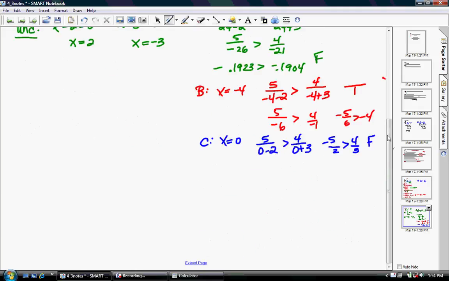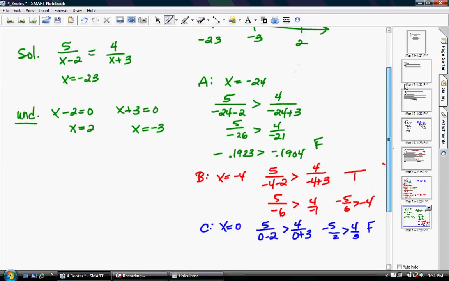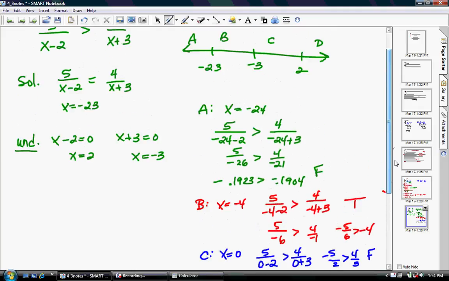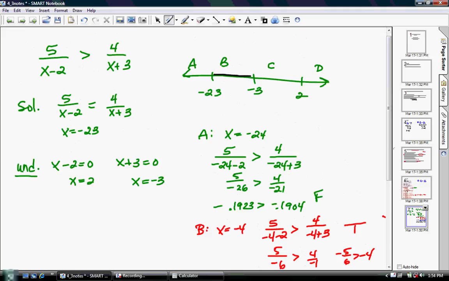And then our last region out of region D, what do we need? Something to the right of 2, so maybe we choose 3. So we have is 5 over 3 minus 2 greater than 4 over 3 plus 3. So what is that? 5 over 1, which is 5, is greater than 4 over 6. Yeah, and that is true. So the regions that contain solutions are B and D.